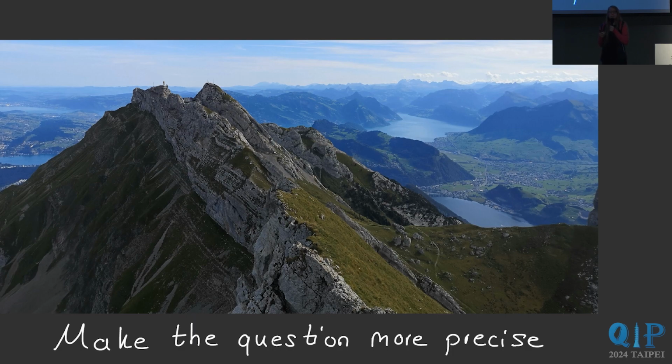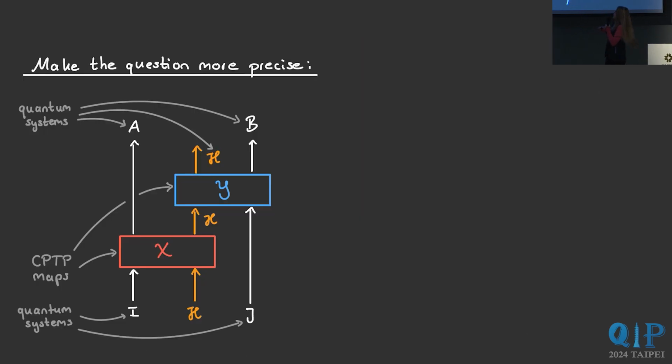Okay, so let us make this question a bit more precise. I want to model that Alice and Bob act on this Hilbert space in terms of completely positive trace-preserving maps, X and Y. So X describes the action that Alice does on this Hilbert space, and Y describes Bob's action. So we have this Hilbert space H here, which is one input to these maps.